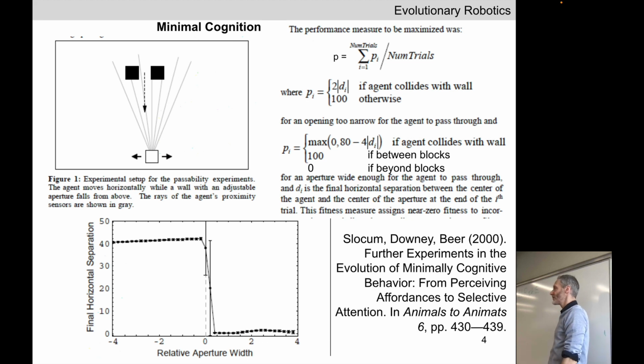How did this evolved CTRNN cause the robot to behave? Did it do the right thing? I see a lot of nods. How do you know that it's doing the right thing? How do we interpret this figure?